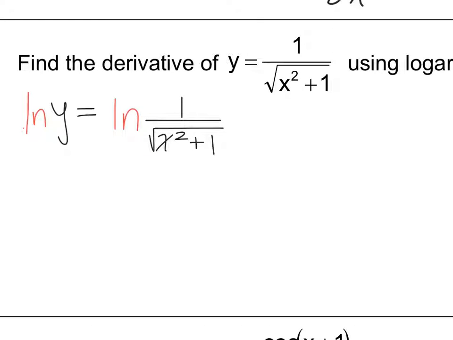Before you get into the differentiation process, you want to use properties of logs to help you clean up the expression. All right. So I have ln of 1 over all of this business here. All right. Let me rewrite that first without the radical.